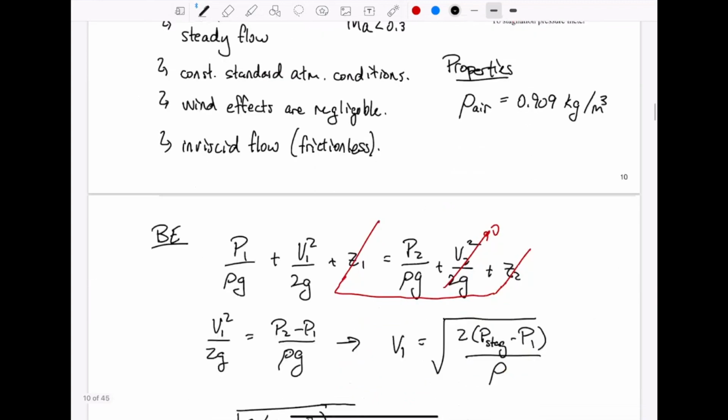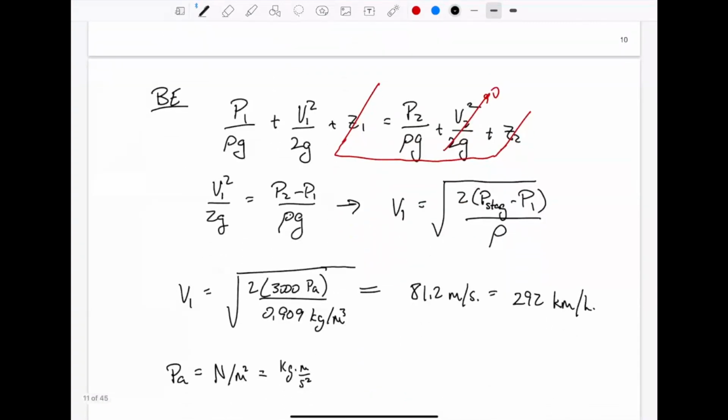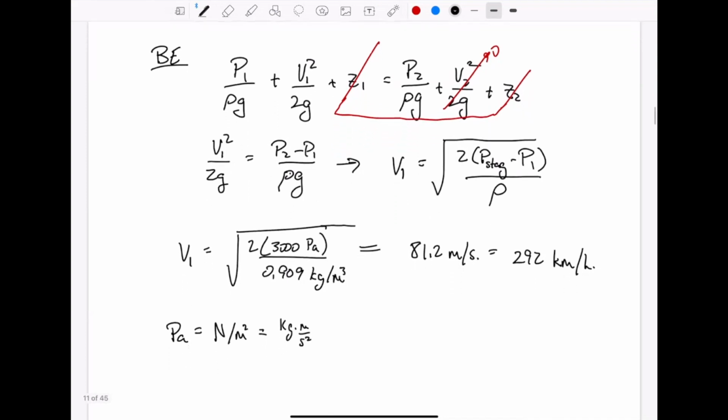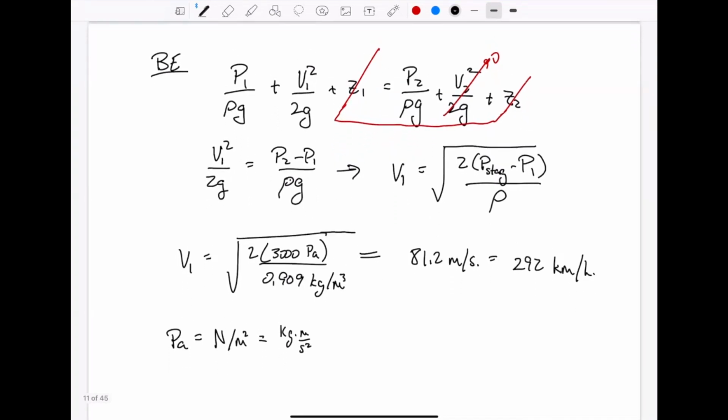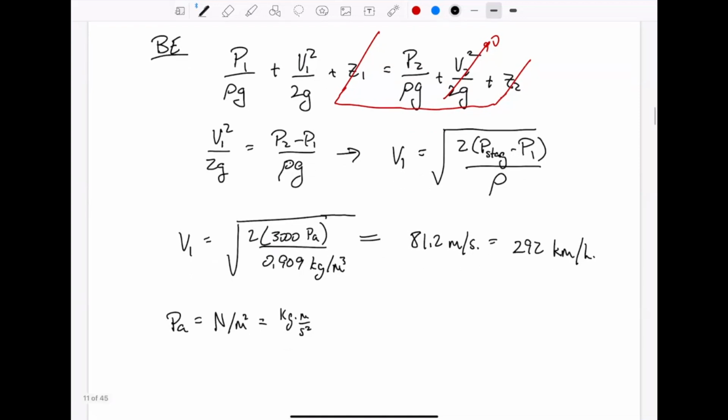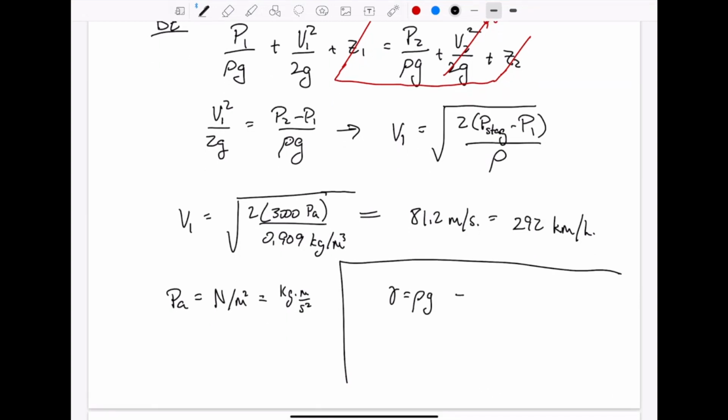And then to answer another question from the chat, why does our equation keep changing? Sometimes it's P over rho g, sometimes it's P over gamma. What should we choose? Well, all of those equations are the same equation. If we just remember that rho g is equal to gamma, then we can rewrite our equation: P over gamma plus V1 squared over 2g plus Z1 is equal to a constant, rather, not 0.